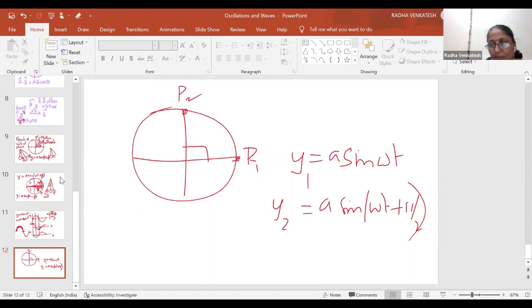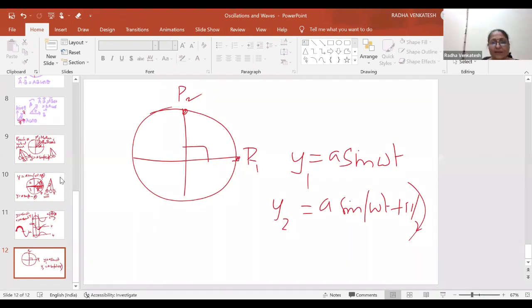Any other ideas that you have when you teach this phase difference between two waves or two particles? Anything else you do, teachers? I find this very useful for my children. Do you have any other ideas that you do? What, teachers?